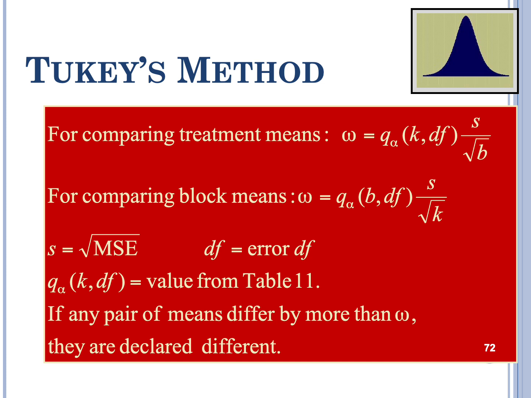And for both cases, S is the square root of MSE, which can be seen from the ANOVA table, and the degrees of freedom are both the error degrees of freedom, which is B minus 1 times K minus 1. And if any pair of means differ by more than omega, they are declared different.